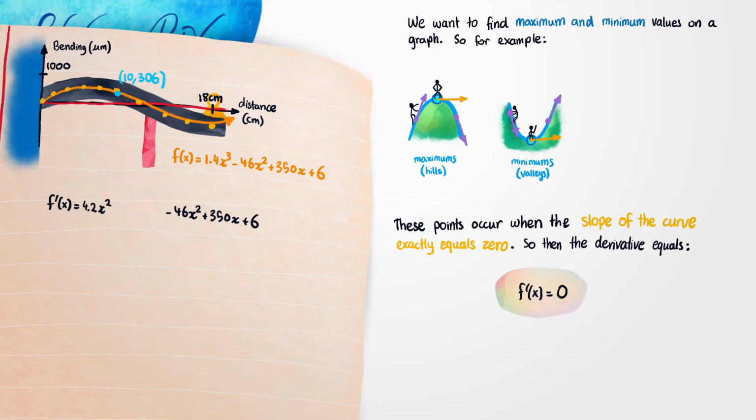Also, don't forget to subtract 1 from the power, so you go from cubed to squared. Okay, now after this we're going to go ahead and bring the 2 down and multiply it by the 46. 2 times 46 is 92. So now, of course, the derivative of 350x is just 350, and constants just disappear when we differentiate them.